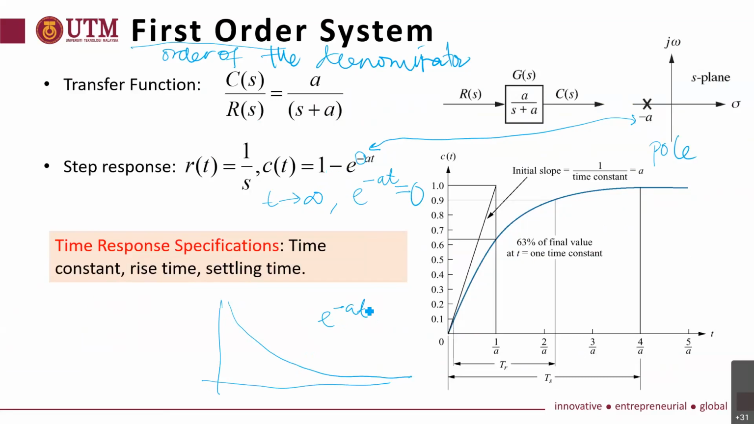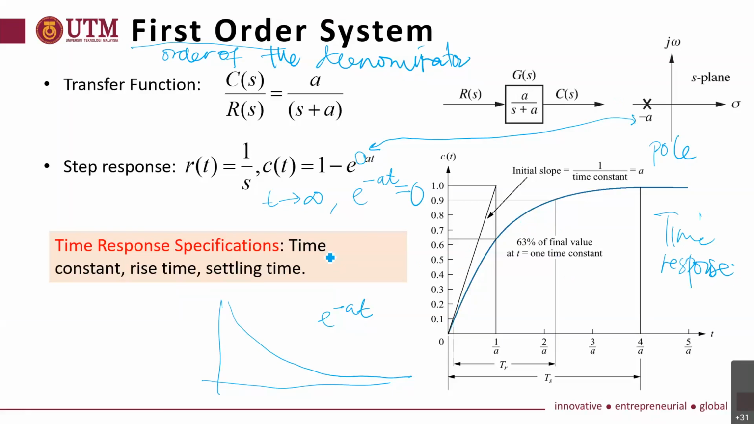Okay? So that's why when we have a pole on the right, the system will be unstable, because e to the power of at is increasing, not converging to 0. So for a first order system, pole on the left, the system is stable. So this is the time response for all first order systems. And the time response in here will determine the performance of the system.